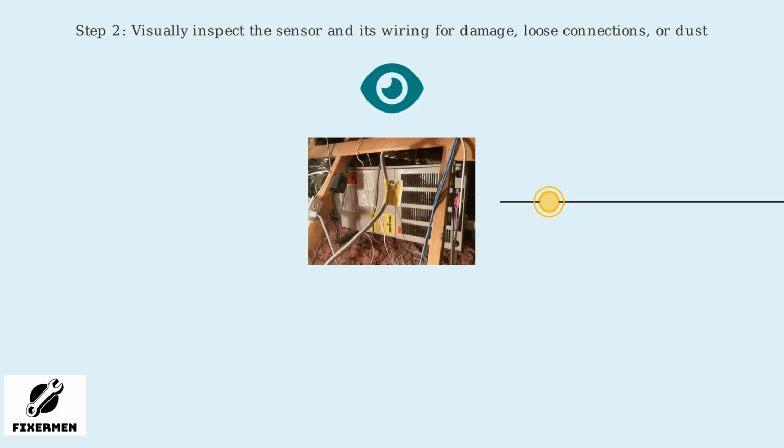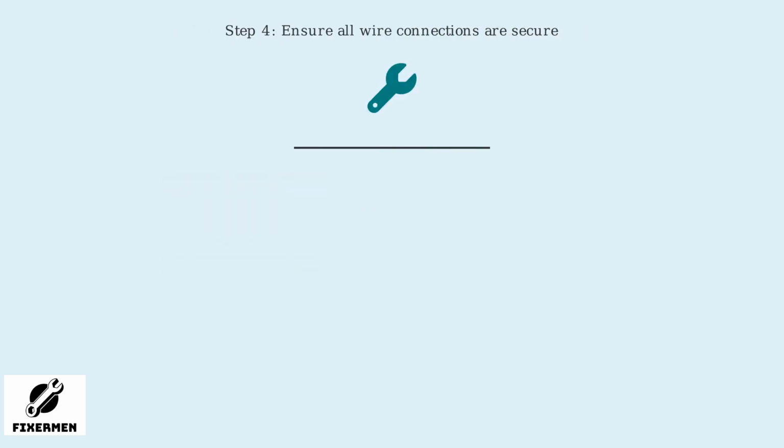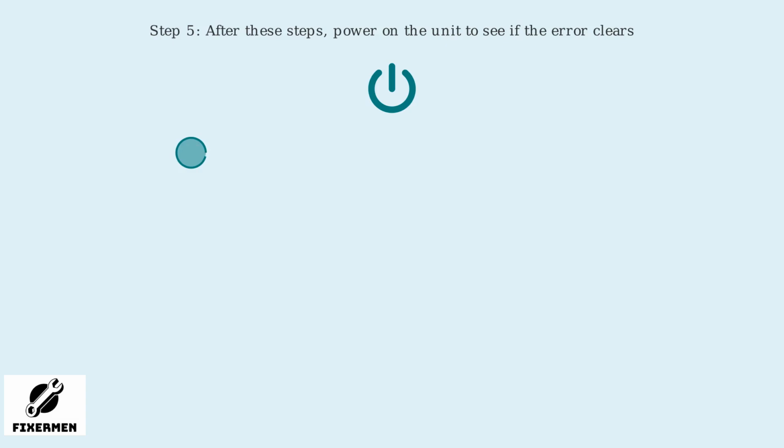Before calling a technician, try these simple DIY fixes. First, unplug the AC unit for at least 30 seconds to reset the system. Then, visually inspect the sensor and its wiring for any obvious damage, loose connections, or dust buildup. Gently clean the sensor with a soft brush or compressed air. Ensure all wire connections are secure. After these steps, power on the unit to see if the error clears.